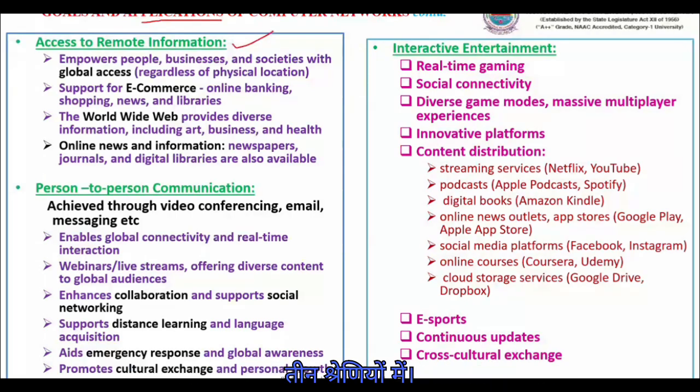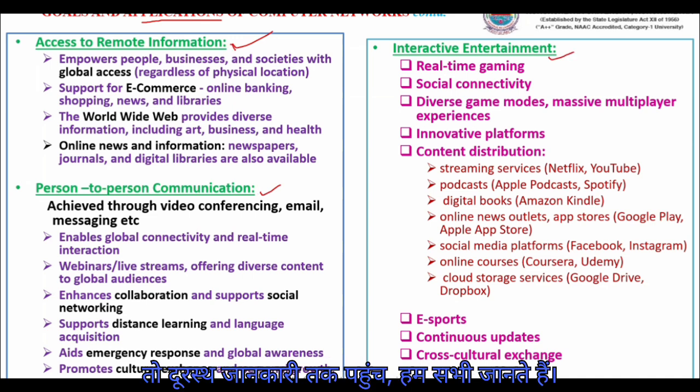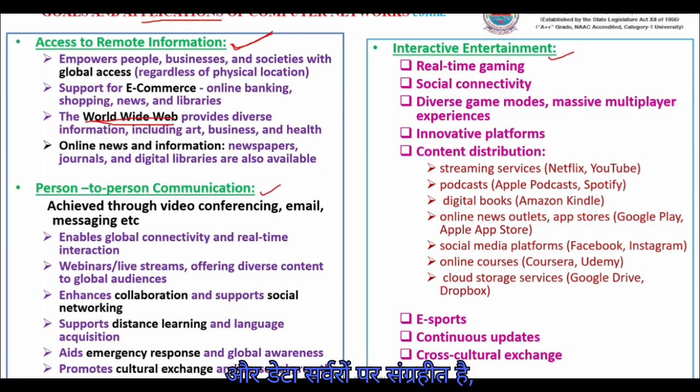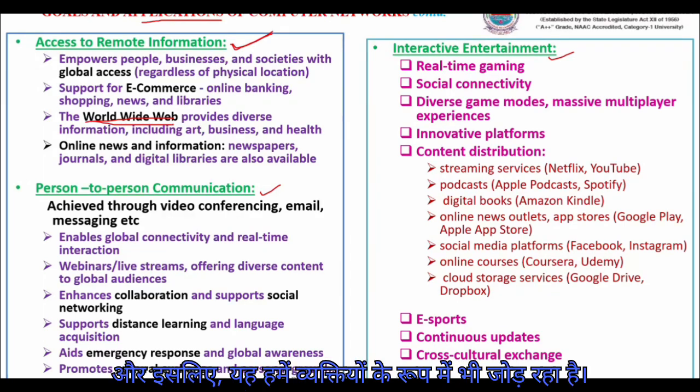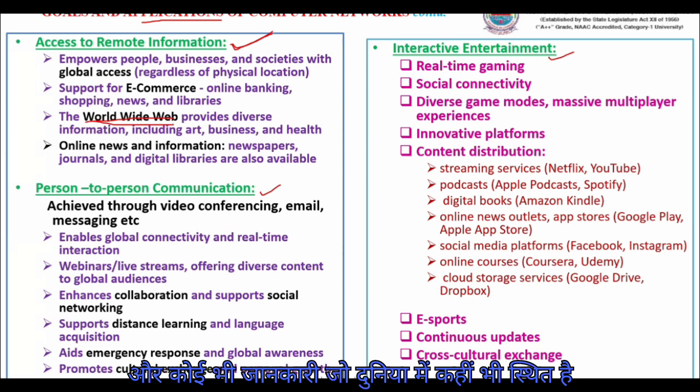So first, we will categorize these applications into three categories. First is access to remote information, then person-to-person communication, and then interactive entertainment. So access to remote information: we all know the World Wide Web nowadays provides access to huge amounts of information. It's a big repository of data, and the data is stored on servers, all connected to the internet.